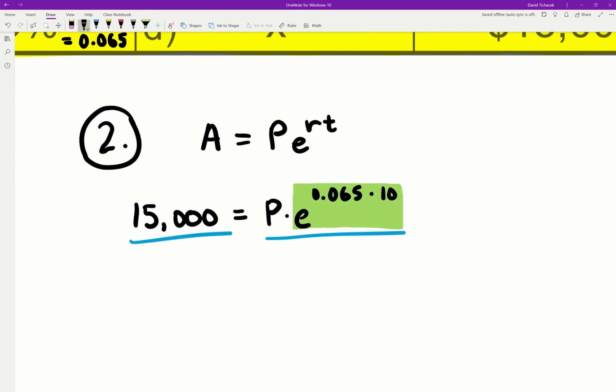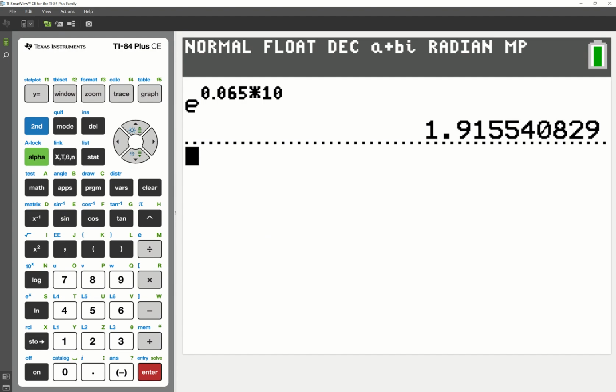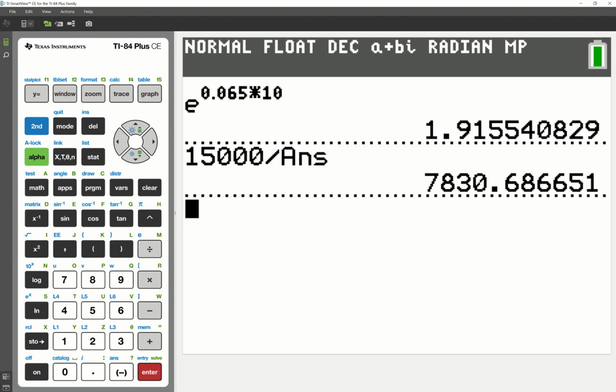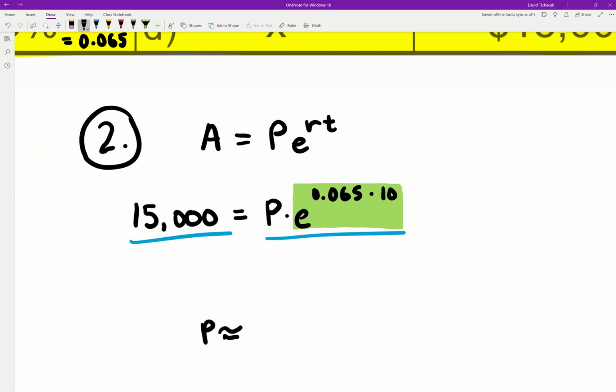So if I were to do that here, P is going to be approximately equal to what I get when I take 15,000 and divide it by that number that I just got in the calculator. So we could type that in. We could type in 15,000, and then simply divide by the number that we just got. Now, in order to call that up in the calculator, you could press second negative button. Okay, and that puts ANS in there, and that stands for the previous answer. So if you press enter now, it's going to take 15,000 divided by the answer that came right above it, and we get this answer right here. So $7,830.69 is going to be the amount of money that we initially invested in this situation.